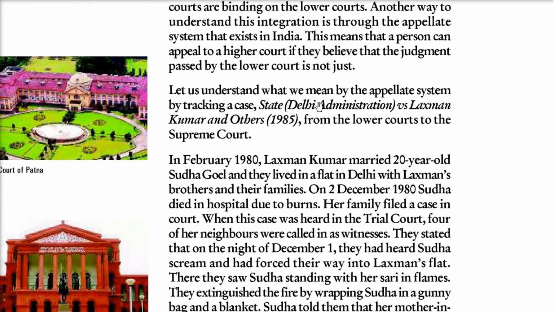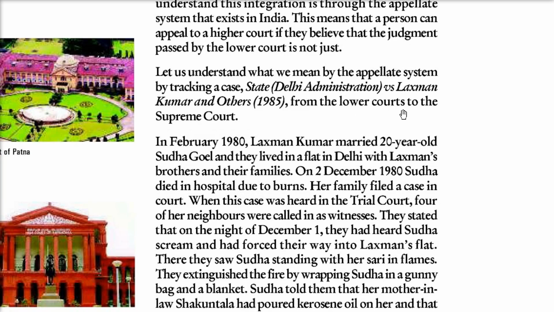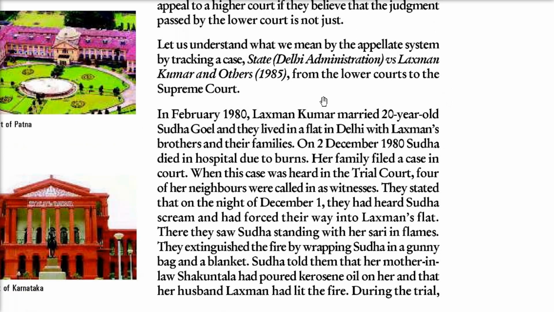We'll understand this appellate system, which is a very important system, through a case, the State against Lakshman Kumar and others. In 1985 it happened. It started with the lower court, and then it went all the way to the Supreme Court. In February 1980, Lakshman Kumar married 20-year-old Sudha Goyal, and they lived in Delhi with Lakshman's brother and their family. On 2nd December 1980, Sudha died in hospital due to burns.